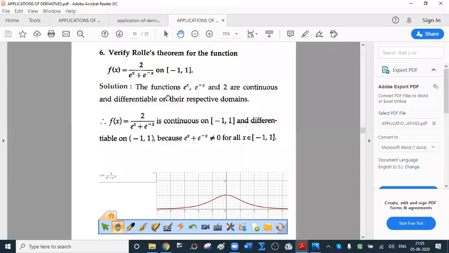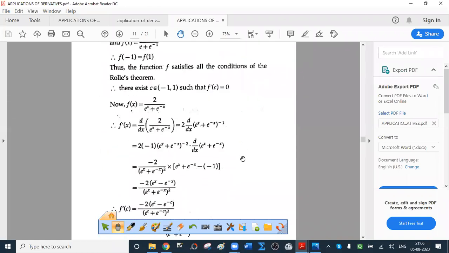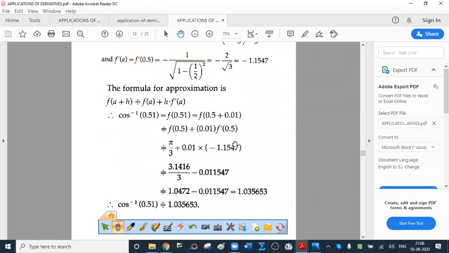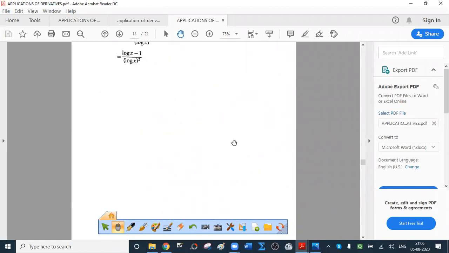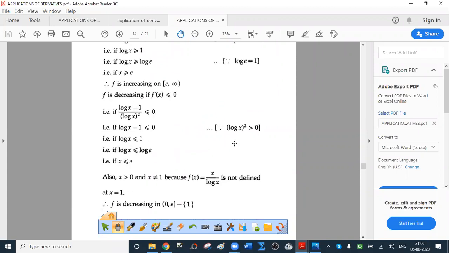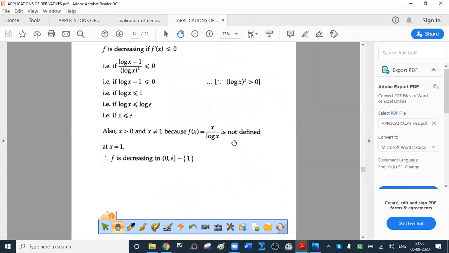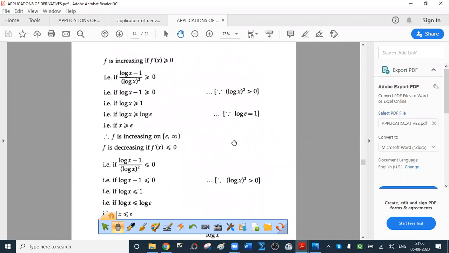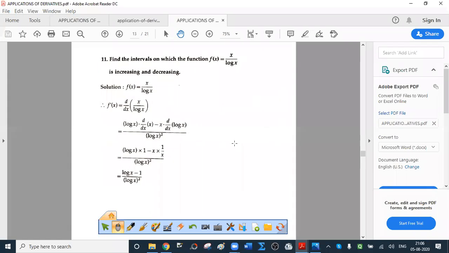Yes, I was searching for this one. See, Rolle's theorem, 2 upon e raised to x plus e raised to minus x. This is the graph of the function, and our answer was c equal to 0. So when x is 0, the tangent drawn is parallel to the x-axis, that is f dash of c equal to 0. Yes, now this is the correct file. We have already discussed the solution. Now, what about the next one? Is the graph available? Yes, the graph is available for this also. Sorry. Let us discuss sum number 11, then we'll stop.